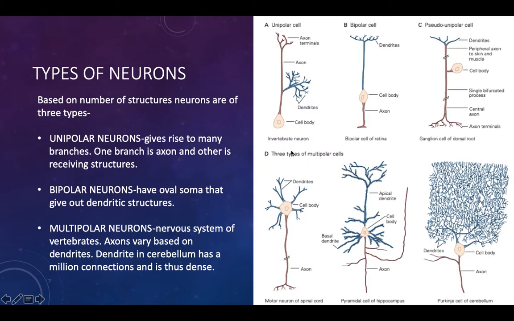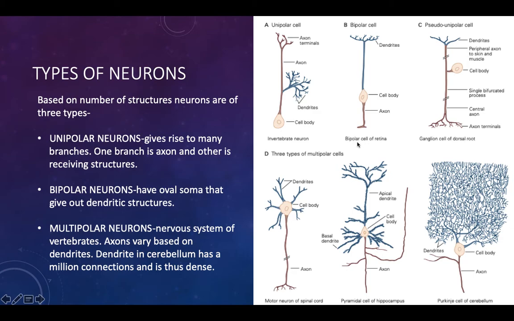Now there are different types of neurons. Based on the number of structures, neurons are of three types. Unipolar neurons give rise to many branches like this. They have dendrites here. These dendrites are connected to various other neurons. One branch has an axon and the other is a receiving structure. So these are the receiving structures and these are the axons.